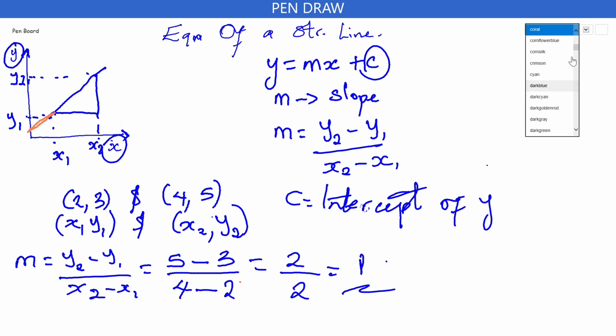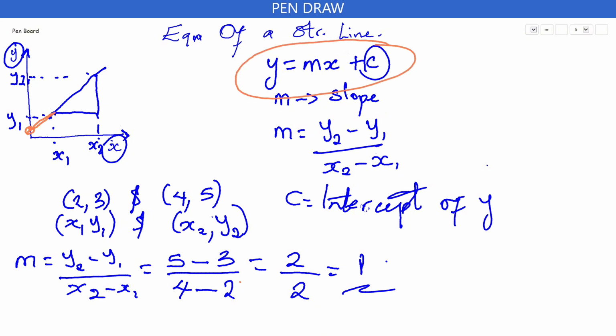Good. So this point at which it hits the y-axis is what is referred to as our C. So the C is the intercept. Do you understand? So we have seen what each of these parameters in this particular equation stands for.